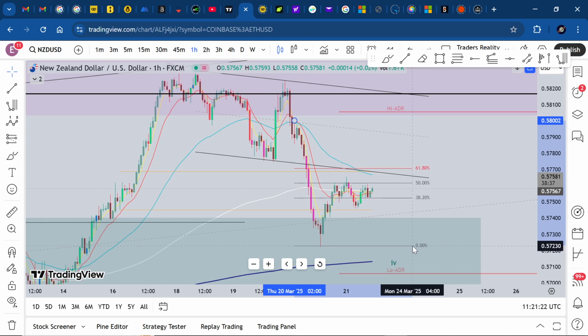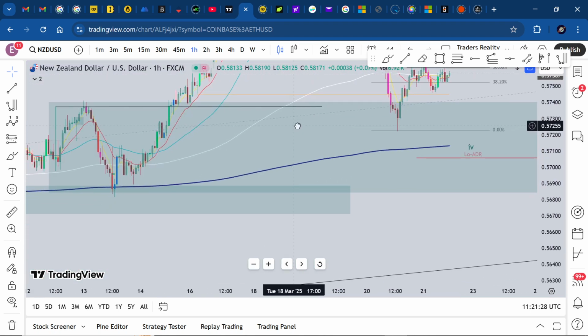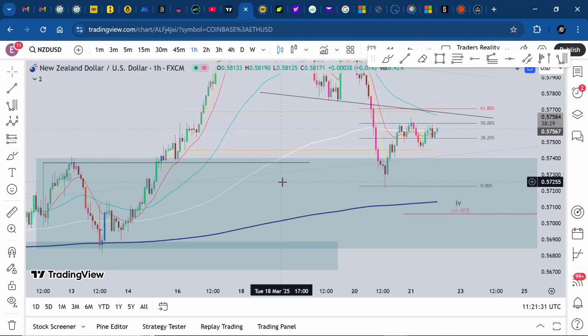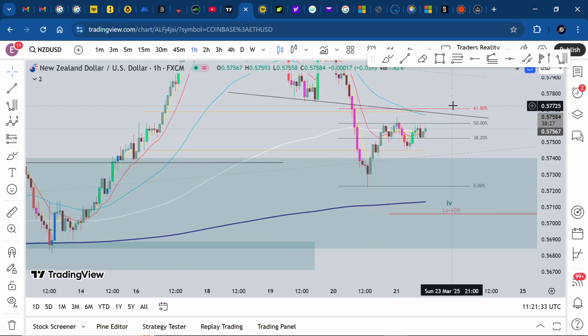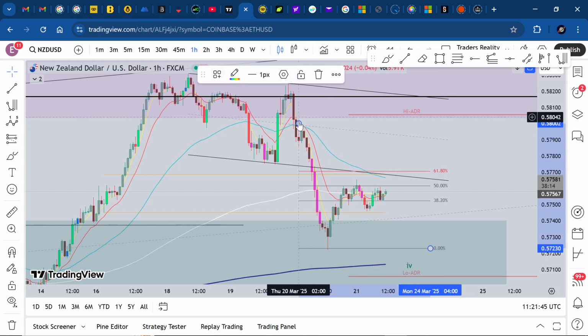There's a more substantial wick and a decent push up. But yeah, we don't want to hit 1, 2, 3, 4. But that's what we're doing, yeah.